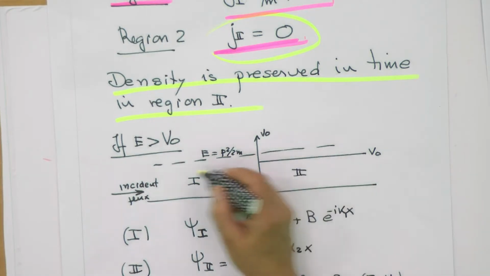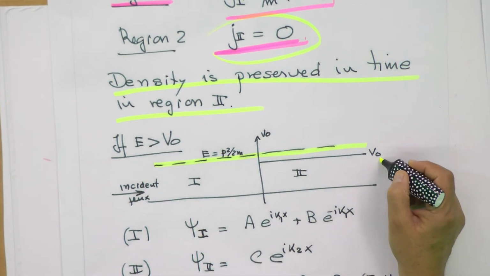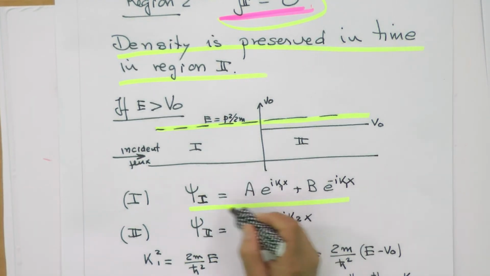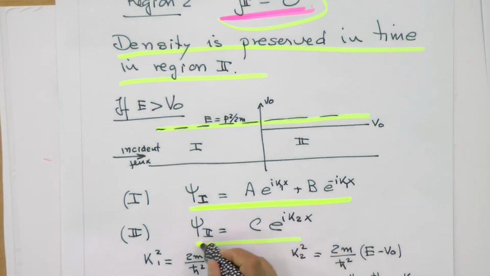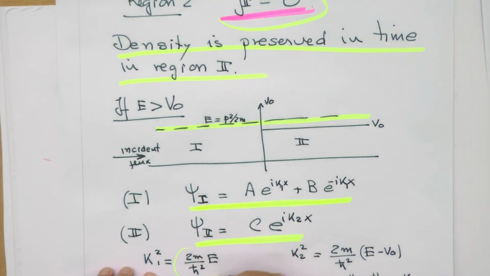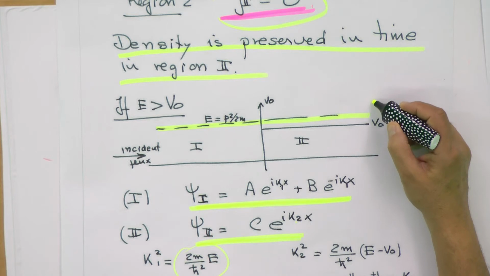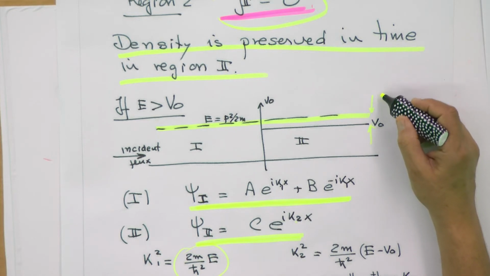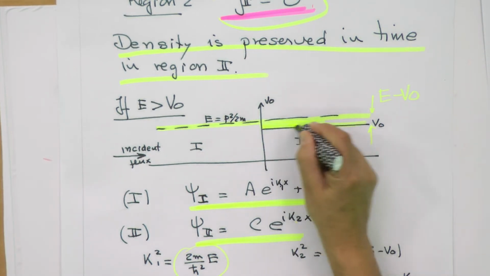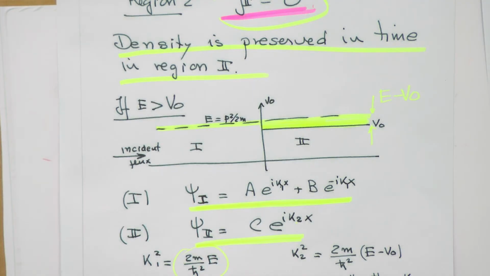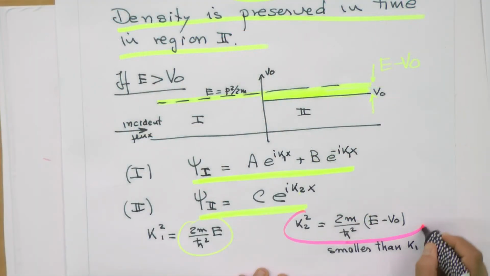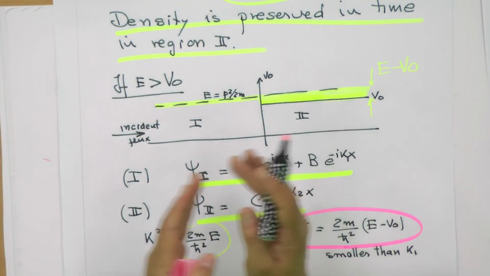Another problem is the step, but now the energy is higher than the step, above the step. In this case, we have oscillatory behavior for region 1, and another oscillatory behavior for region 2, but with a different K. While the first momentum depends just on the energy, the second depends on the available energy, which is the energy minus V0. This can be the momentum, or the kinetic energy, right? So we have this as the momentum in the second region. So this is a problem where I have two momentums to deal with.